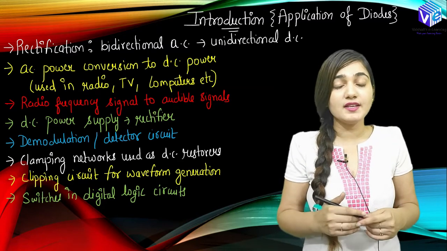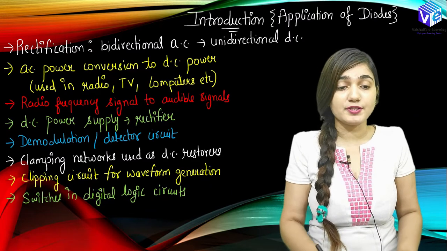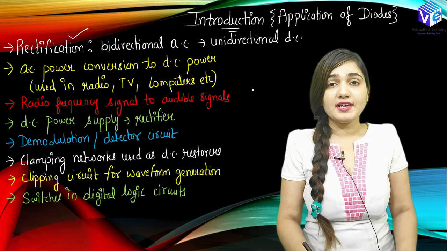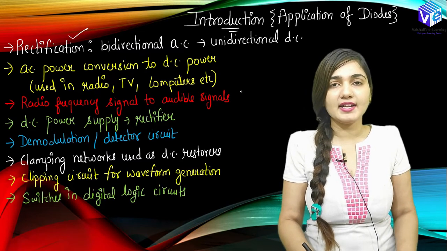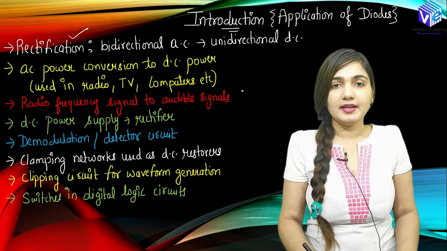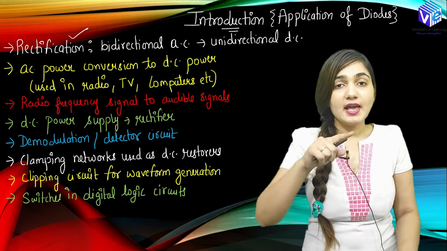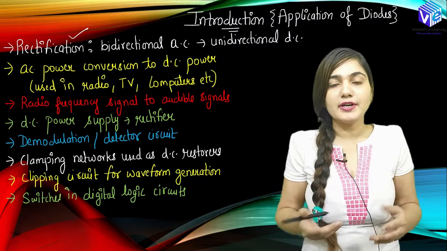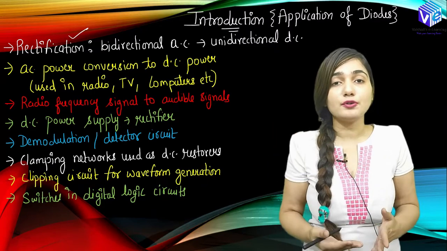So you can see on the screen we have wide applications of the semiconductor diodes. It is used for rectification purposes. What is rectification? With the help of rectification, I can convert the bidirectional alternating current to the unidirectional direct current. The alternating current is changing its value throughout the time. It has a sinusoidal nature, whereas the direct current has a constant value throughout the time.